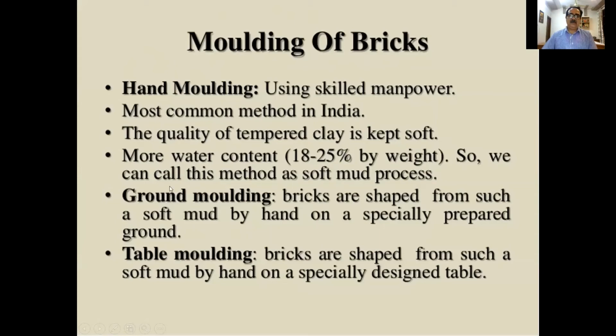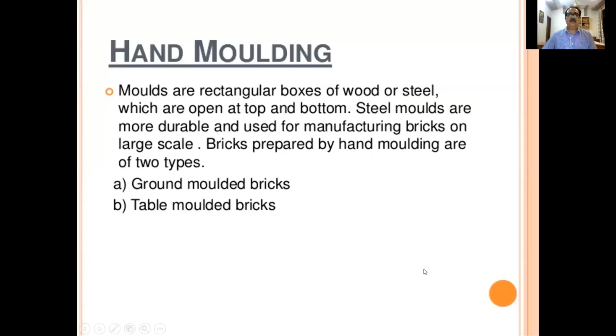The second method of molding is ground molding. Bricks are shaped from such soft mud by hand on a specially prepared ground. And another method, table molding: bricks are shaped from such soft mud by hand on a specially designed table. So this is the process of hand molding. Molds are rectangular boxes of wood or steel which are open at top and bottom. Steel molds are more durable and are used for manufacturing of bricks on a large scale.